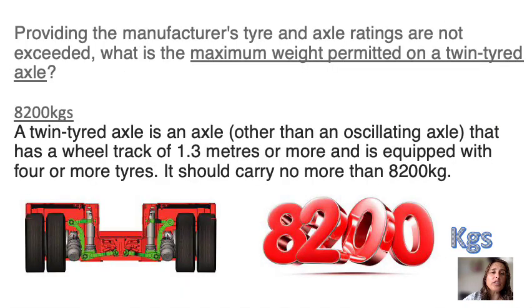Providing the manufacturer's tire and axle ratings are not exceeded, what is the maximum weight permitted on a twin-tired axle? 8,200 kgs. A twin-tired axle is an axle other than an oscillating axle that has a wheel track of 1.3 meters or more and is equipped with 4 or more tires. It should carry no more than 8,200 kgs.